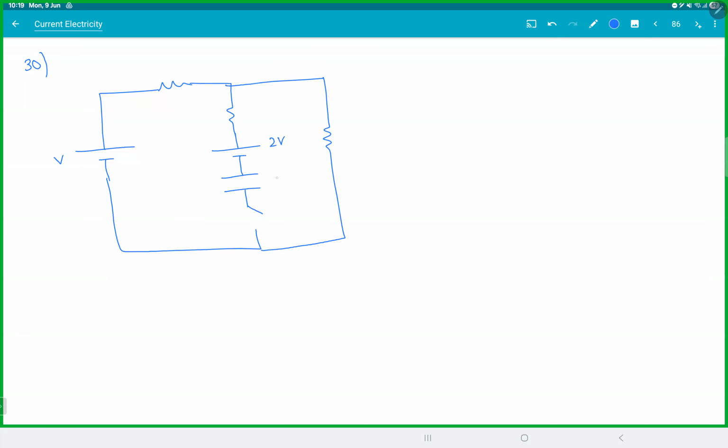V, 2V, C, R, 2R, 3R. This capacitor already has a charge 2CV and this is minus 2CV. The switch is closed at t = 0. Find the charge on the red plate as a function of time t.